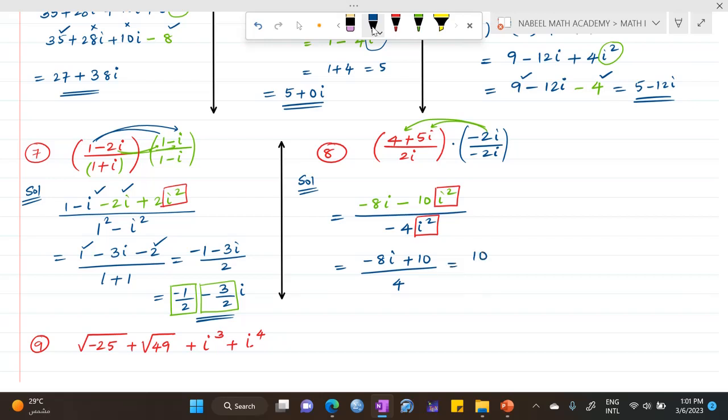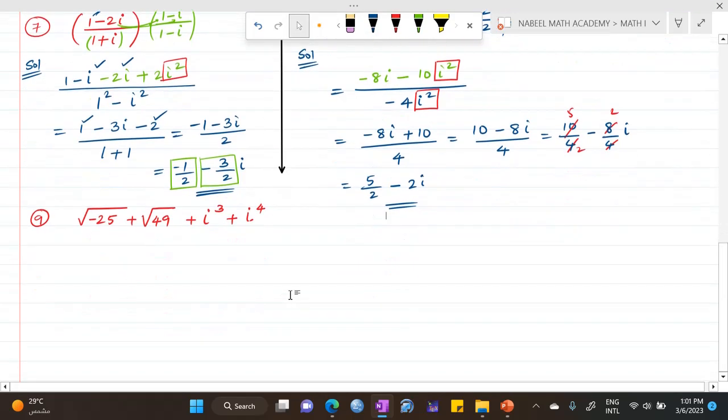Now, I have to write it in the proper order. The real part is first and the imaginary part is the second one, over 4. Now if you want to separate, 10 over 4 minus 8 over 4 i. Now cancel, so you will get 5 over 2. This is 2. So the real part is 5 over 2 and the imaginary part is minus 2. So this is the standard form of a complex number.